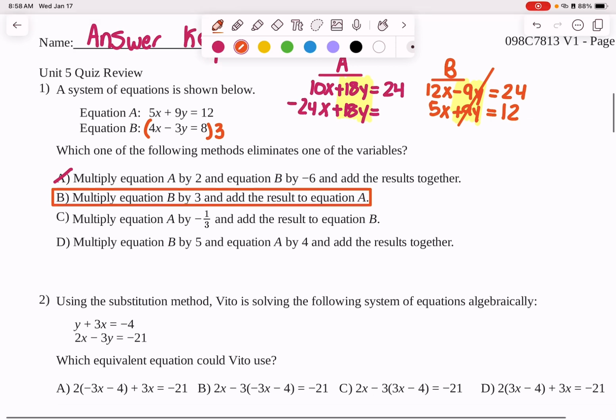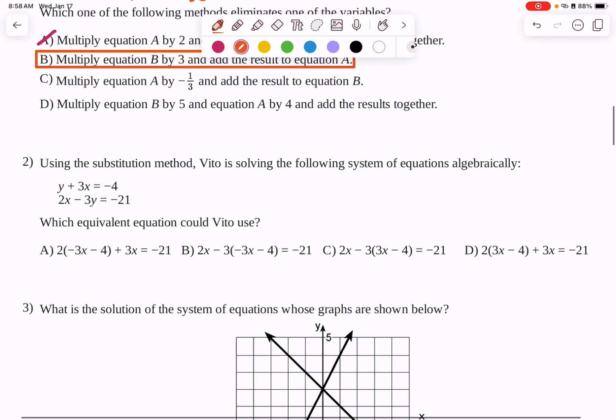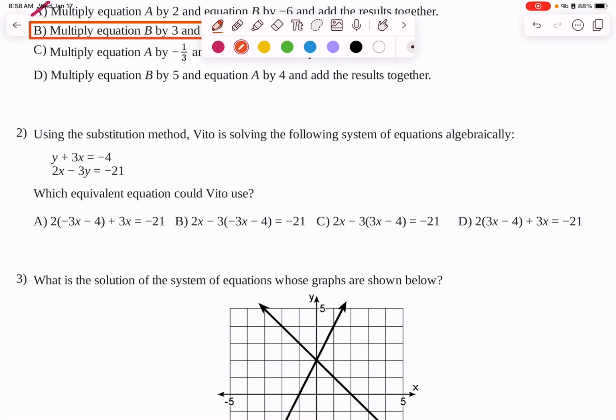All right, let's look at number 2. Using the substitution method, Vito is solving the system of equations algebraically. Using the substitution method, that's the method where you either get one of the equations to say x equals or one of them to say y equals. All right, if we look at this one here, if I look at the first equation, it would be easiest to get this one to say y equals because there's no number in front of it. So let's do that. We always want to look for which equation has a variable that has no number in front of it. Sometimes there might be a -1. That won't be a problem. But we want to not have an actual number in front of it.